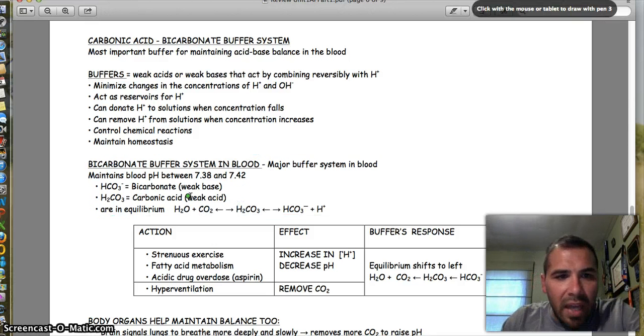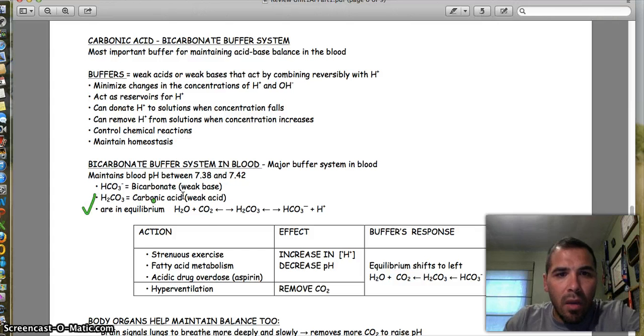So when in equilibrium, water plus carbon dioxide, this is going to be important. When water reacts with carbon dioxide, it's going to form carbonic acid. All right? And then it can dissociate into bicarbonate and H pluses.